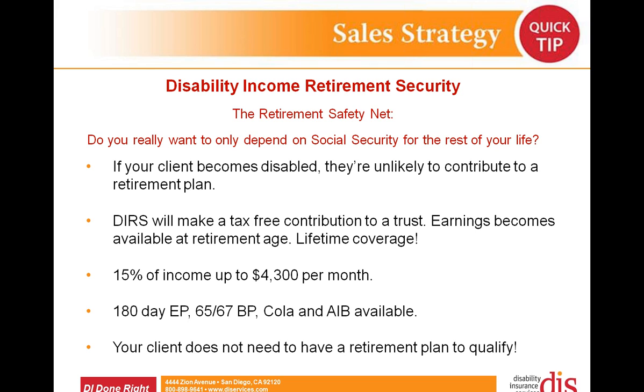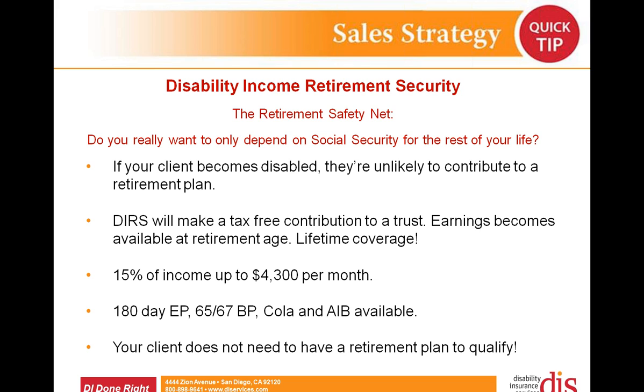Because if you're disabled, obviously you're not working, you're not making as much as you did before. Your DI benefit is great, probably pays you about 60 to 65% of your gross income, but more often than not, you're not going to take any of that money from your DI benefit and continue to place it in any type of retirement plan. The DIRS, what we call it, the Disability Income Retirement Security, will make a tax-free contribution to a trust while you're out on a disability claim. And as I mentioned, the earnings do become available when you retire.